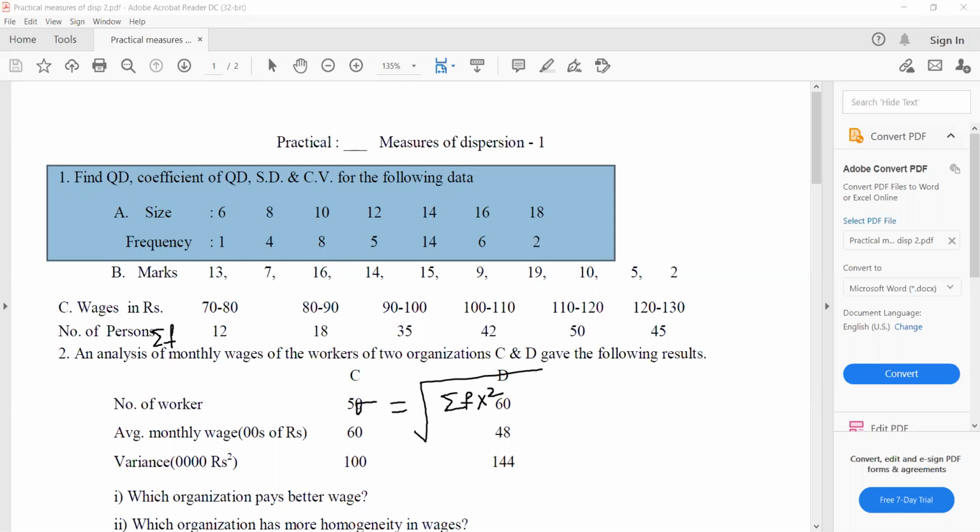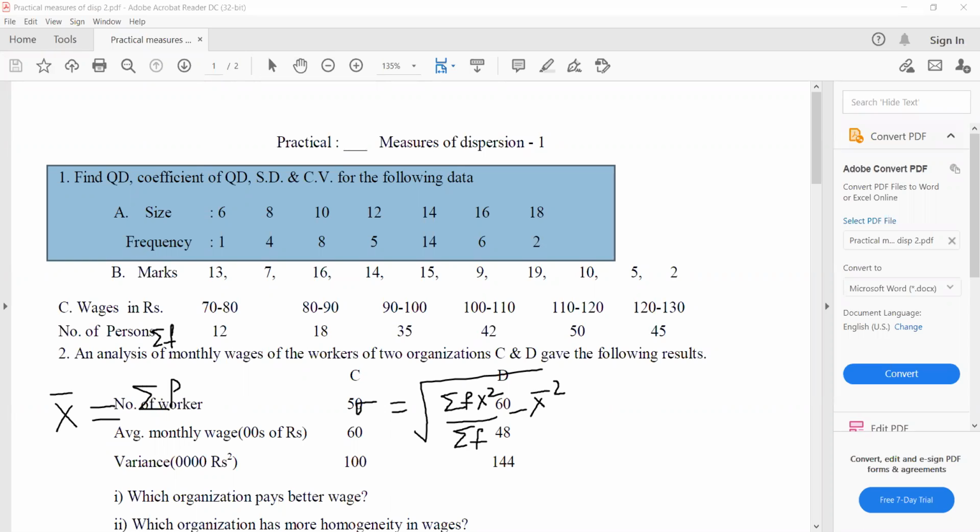So I have to compute the square of every x value, multiply that by the respective frequency, and then take the total. So it is not same as fx whole square. Fx whole square is a different concept. Then this is subtracted by the square of the mean. So first you have to compute the mean, and since it is a frequency distribution, the mean x bar is equal to sigma fx divided by sigma f.